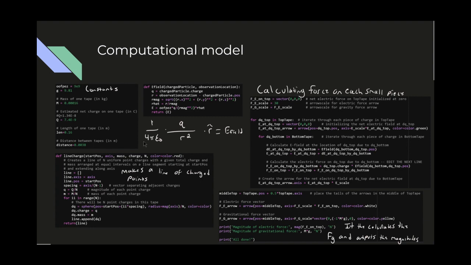Then we will set this function to determine the electric field from many small pieces on a line with charge. Then we'll find the force on each of these pieces. Finally, the model outputs the magnitude of the force of gravity and the electric force of the tape. Now we can compare the two models.